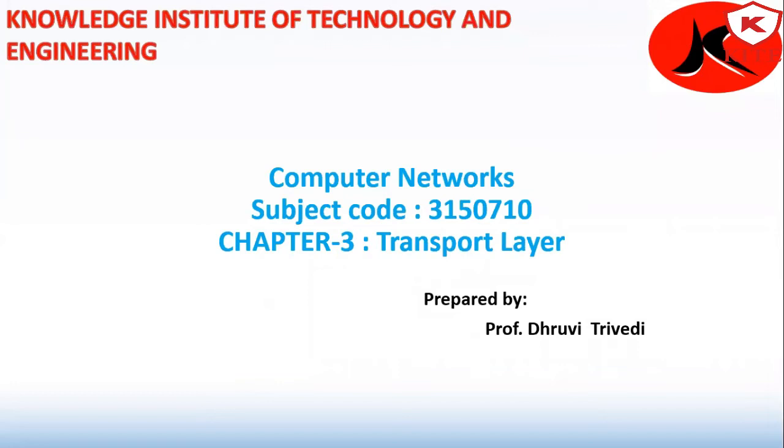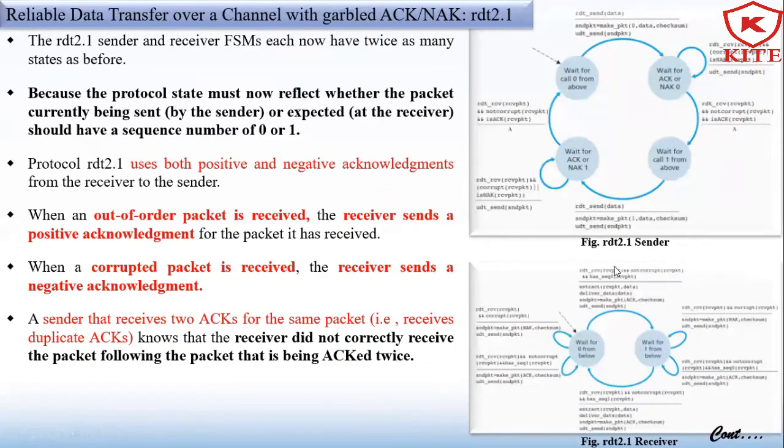Hello everyone. In the previous lecture of computer networks, we discussed the principles of reliable data transfer using the RDT 1.0 version and the RDT 2.0 version. In this lecture, we will discuss the RDT protocol 2.1 version. In it, we handle the acknowledgement and negative acknowledgement packets instead of the data packets.